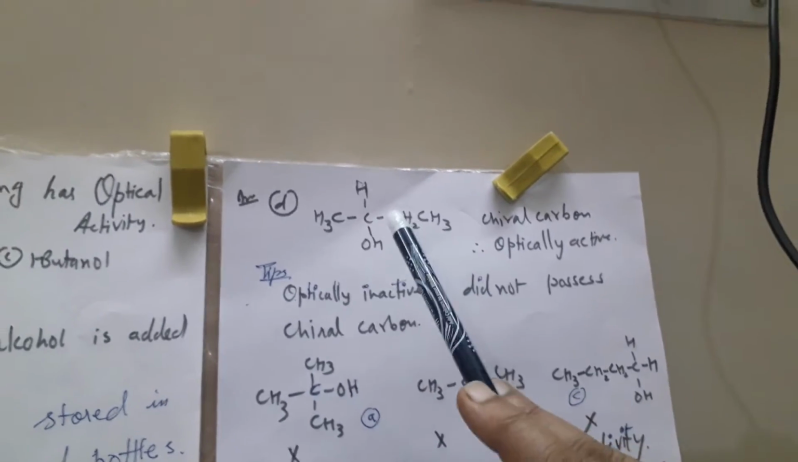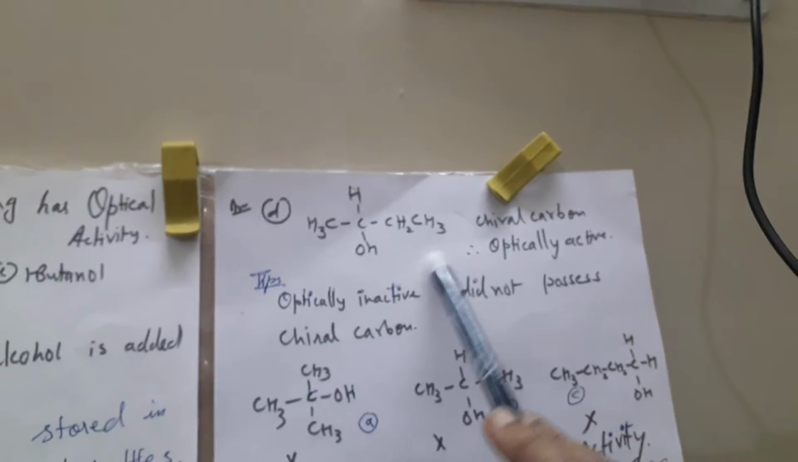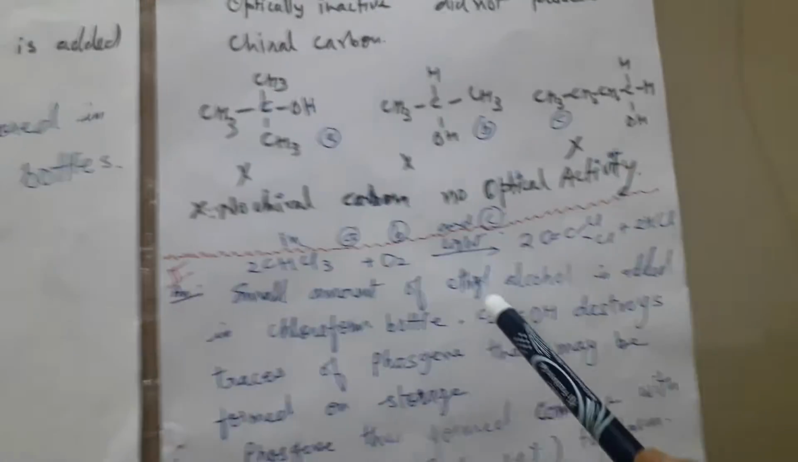2-butanol has H and OH, CH3 and C2H5. So all four groups are different. So this carbon is a chiral carbon and this shows optical activity. Clear to you? Now we'll go for the next one.